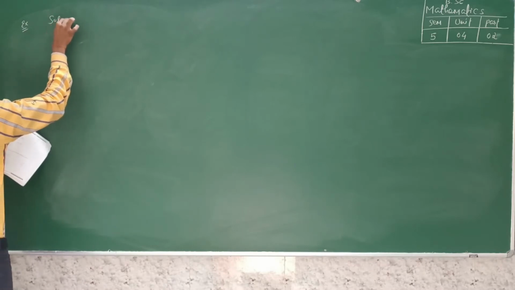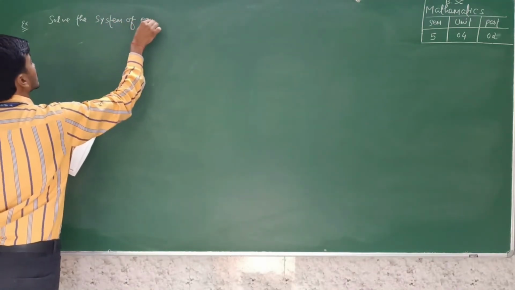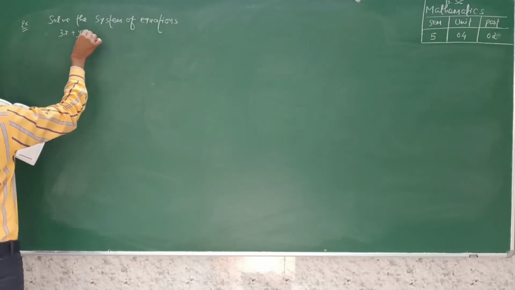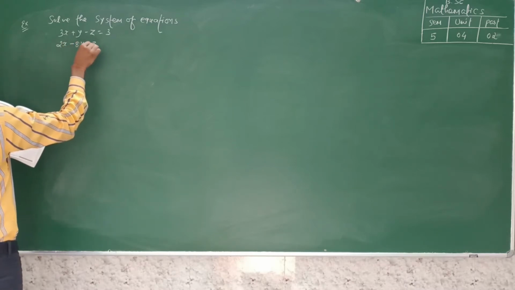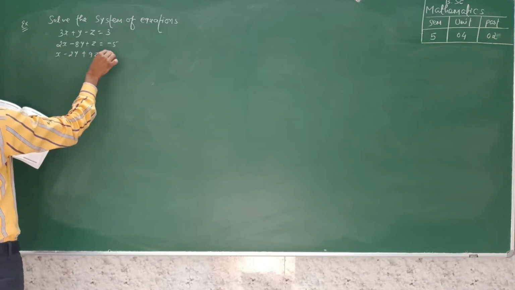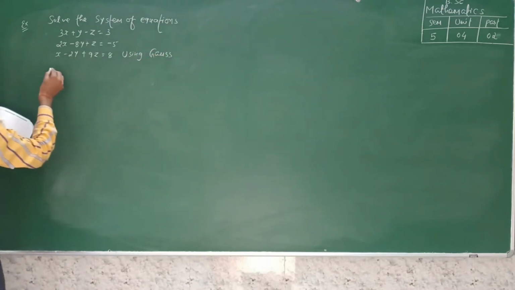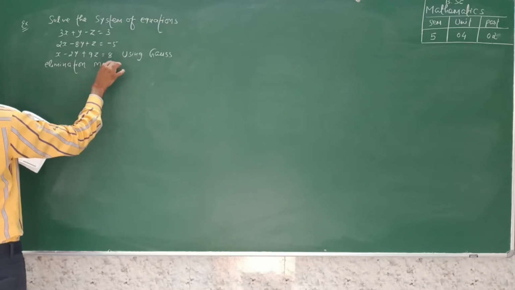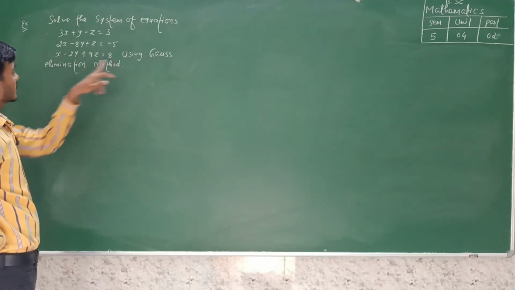Example: solve the system of equations 3x plus y minus z is equal to 3, 2x minus 8y plus z is equal to minus 5, x minus 2y plus 9z is equal to 8, using the Gauss elimination method.